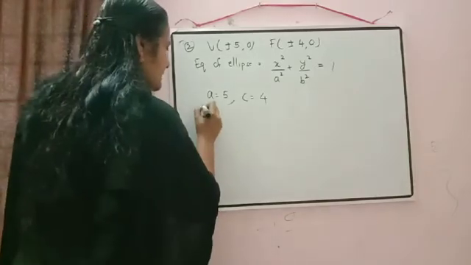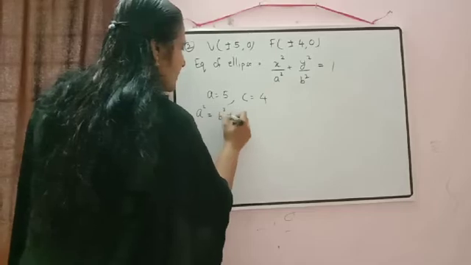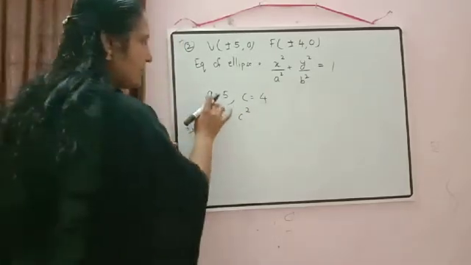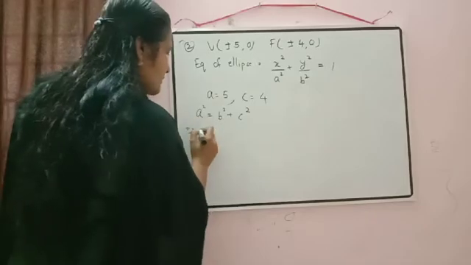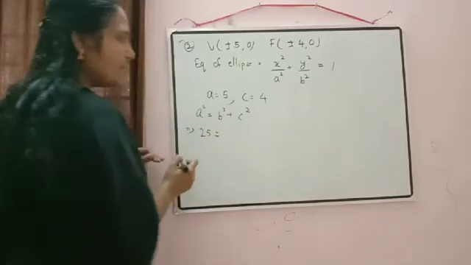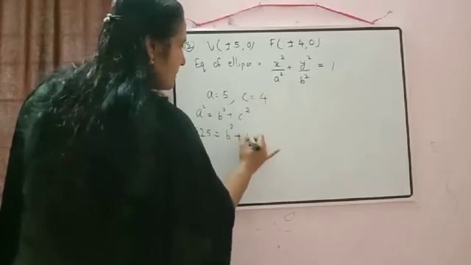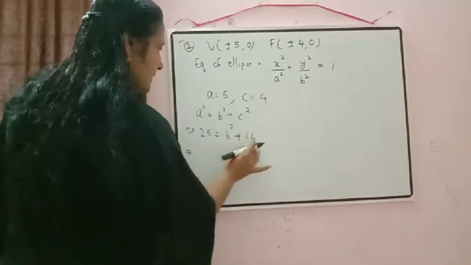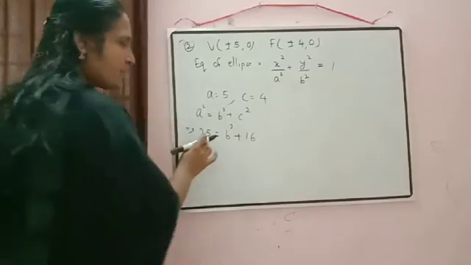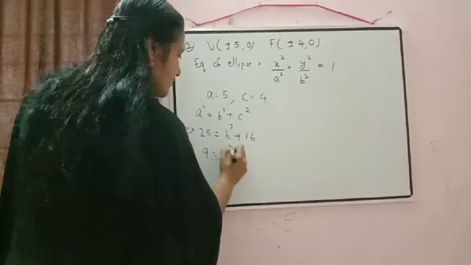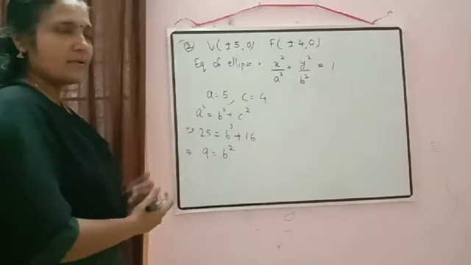Okay, what is that relation? a square is equal to b square plus c square. Now just to substitute the value, a is equal to 5. So a square will be equal to 25, is equal to b square plus c square, which is 16. 16 we can shift here. So 25 minus 16 will be equal to 9. So we are getting b square is equal to 9.